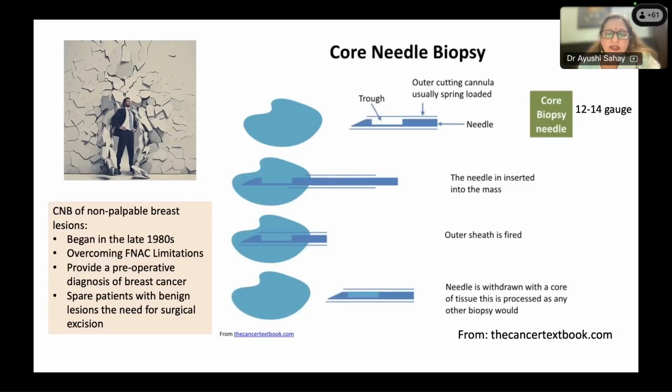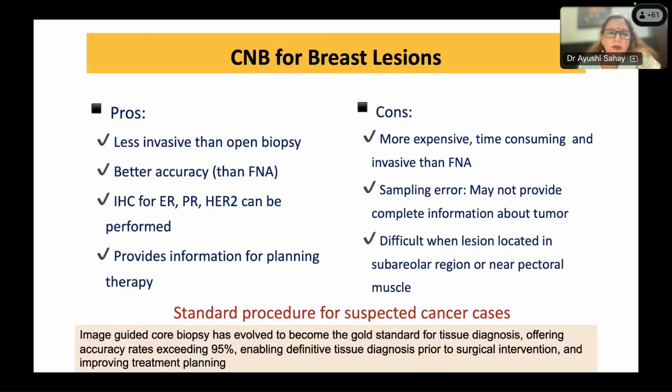So you do not just take out one core, multiple cores are taken out. And as I said, the pros of core needle biopsy: it is less invasive than an open biopsy, but of course more than FNA. It has better accuracy. You can do IHC, and it provides information for planning therapy. But of course, it comes at the cost of more expense.